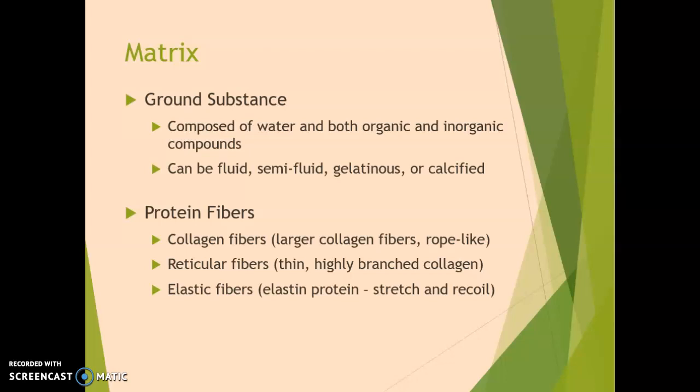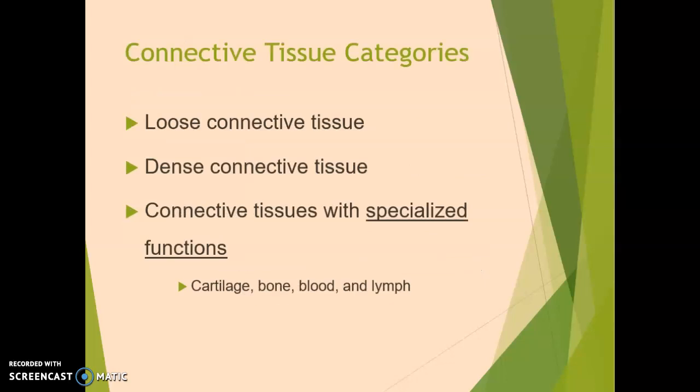The protein fibers can be collagen, reticular, or elastic. And we are going to look into that. You definitely want to read the book about the collagen, reticular, and elastic fibers. Collagen is larger fibers and rope-like. The reticular are thin but highly branched, and the elastic has elastin protein, so they can stretch and recoil. So we have loose connective tissue and dense connective tissues, and then other connective tissues with specialized functions such as cartilage, bone, blood, and lymph.